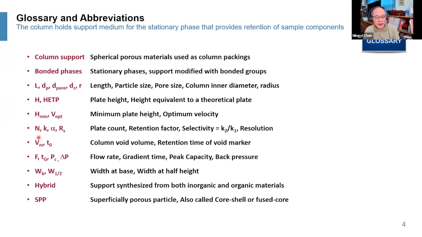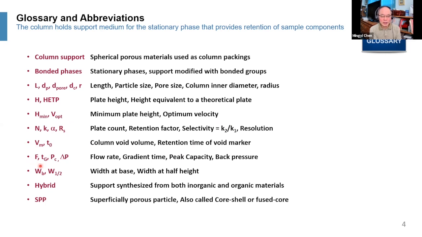N stands for the plate count. k is the retention factor under isocratic conditions. Alpha is selectivity, and it's the ratio of two retention factors. Resolution is what we're going after, the degree of separation between two adjacent peaks. Vm is the void volume. t0 is the retention time of a void marker.